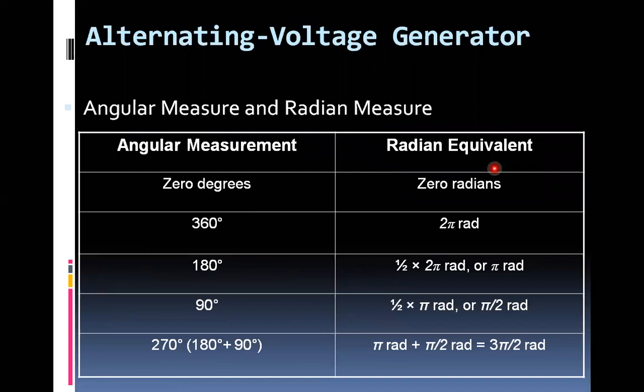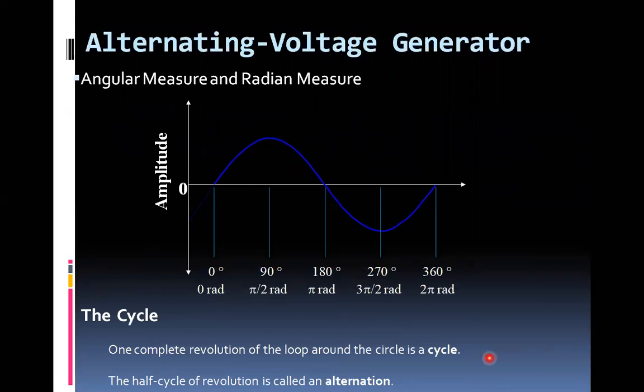Here in this particular table, you can see this is the angular measurement and this is the radian equivalent. If the angular measurement is 0 degree, it means 0 radians. 360 degree in the form of radian is 2 pi, as 2 into pi is 2 into 180, which gives the 360 degree angle. And if the angle is 180 degree, this is half of 2 pi, so it comes to pi radians. If the angle is 90 degree, it is pi by 2 radians. And if it is 270 degree, like 180 plus 90, that is pi plus pi by 2, so it comes to 3 pi by 2. So this is the basic difference between angular measure and radian measure.